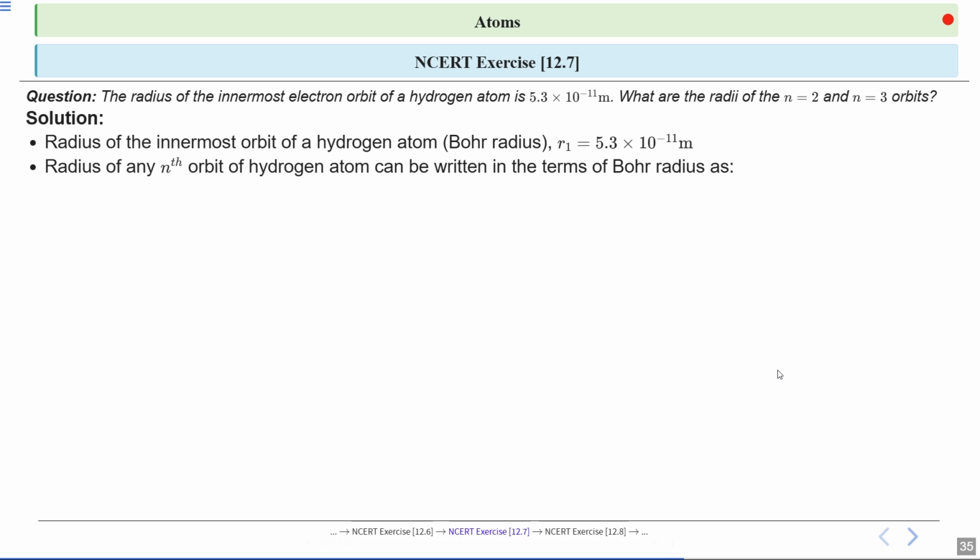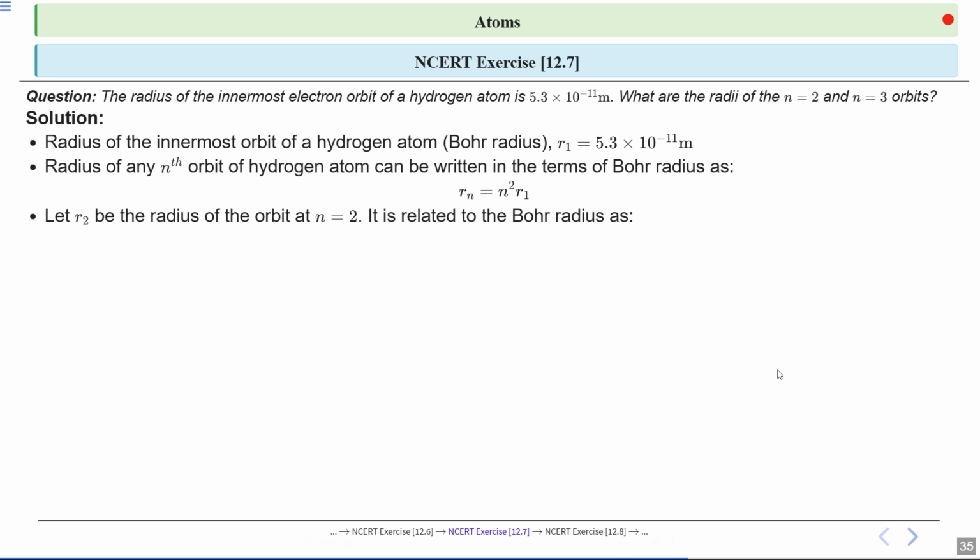Let's see how we can find the radius for any orbit, not just the first one. In the Bohr model, the radius of the nth orbit depends on the principal quantum number n. This formula is Rn equals n square times r1. Here Rn is the radius of nth orbit, n is the orbit number, and r1 is the Bohr's radius. Notice that as n increases, the radius increases by the square of n. So higher orbits are much larger.